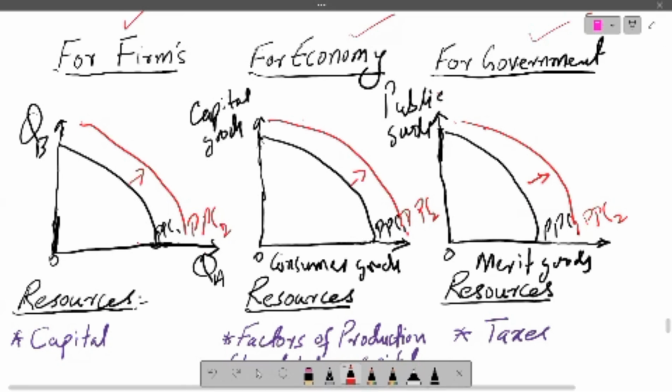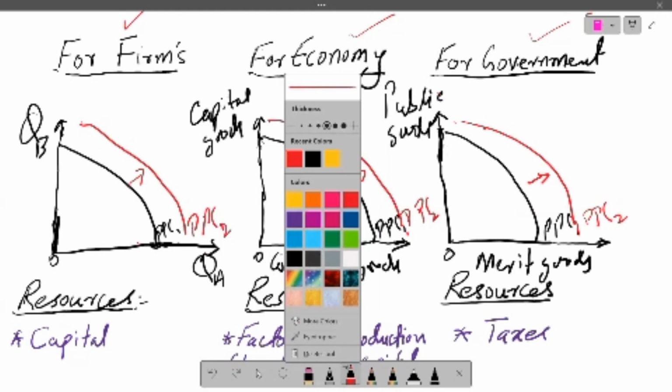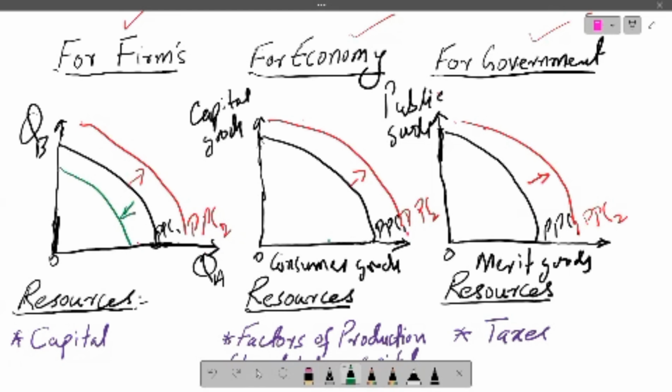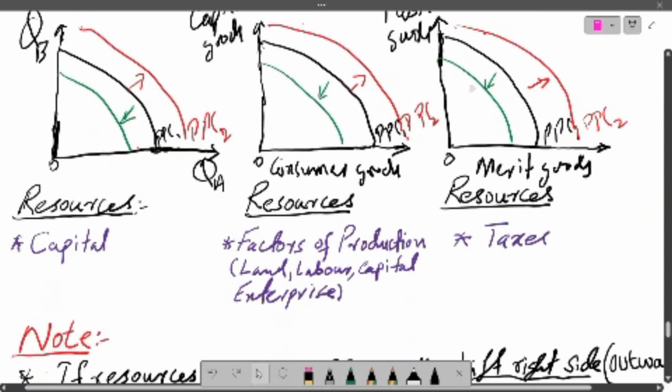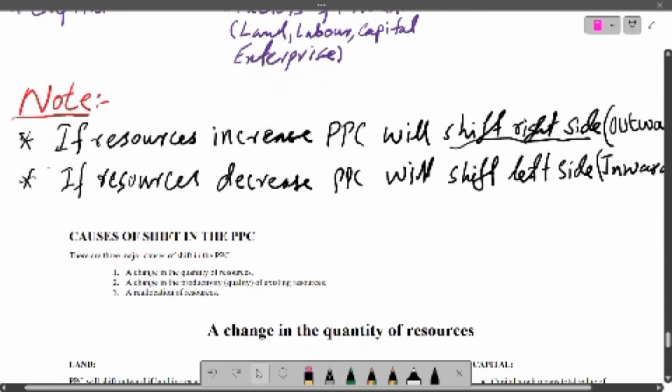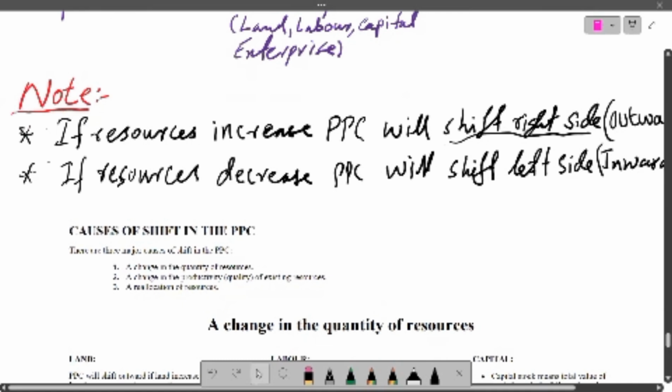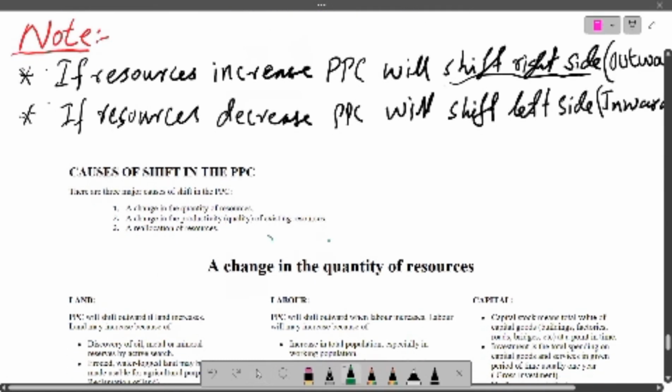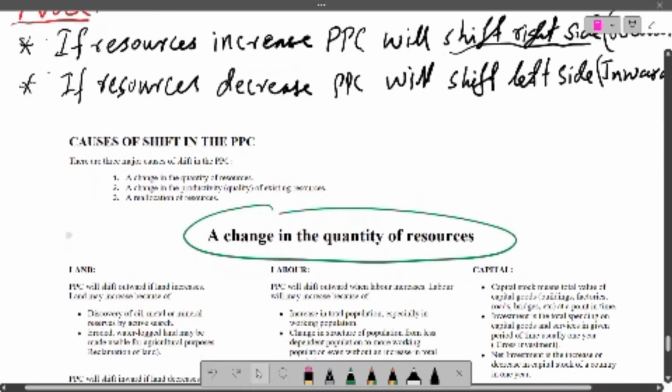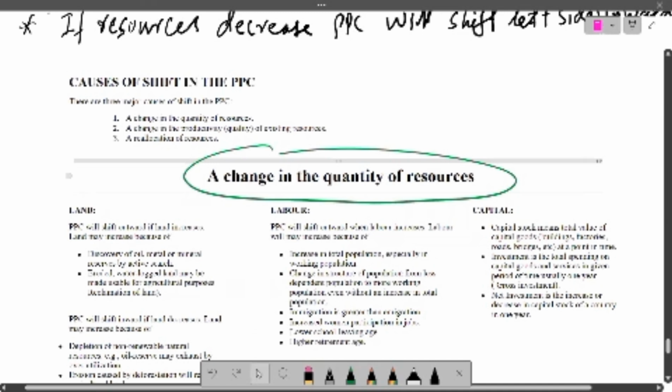What will happen if resources fall? If the resources fall, the PPC will shift downward, or you can say to the left-hand side. So you have to remember, if resources increase by any means, the PPC will shift towards the right side, while if resources decrease, the PPC will shift downward or to the left-hand side. But what are the causes of a shift in the PPC? In O level, we are considering only changes in the quantity of resources, which might include land, labor, or capital.